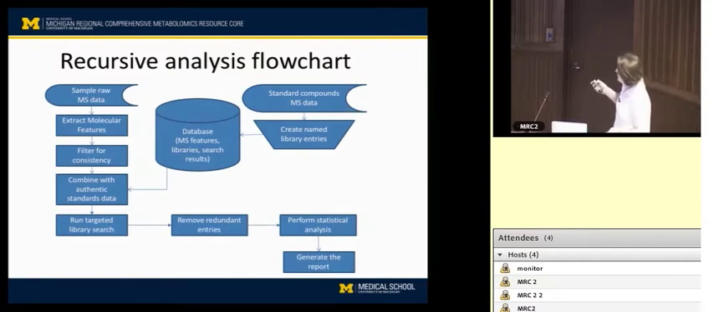There are a couple different ways to remove redundant entries. I'll talk about that in another slide soon. And then there will be some kind of statistical analysis and generating the report. But the big picture is that we have to determine what the features are, determine if they match the library, and then start to get rid of some things that are redundant, and then perform a statistical analysis.